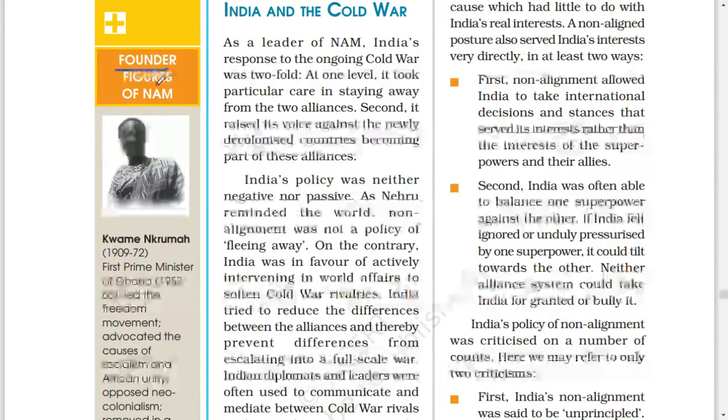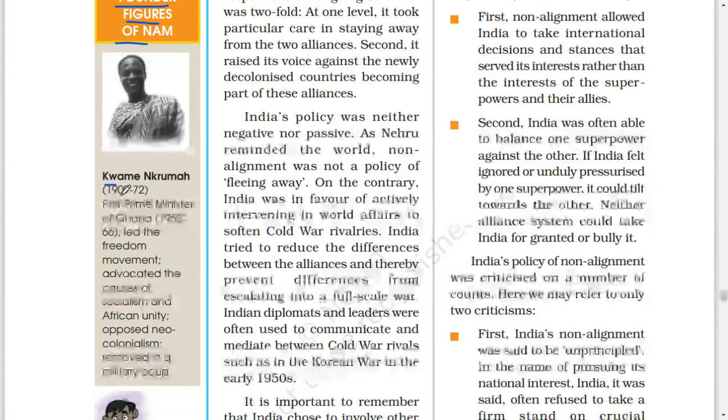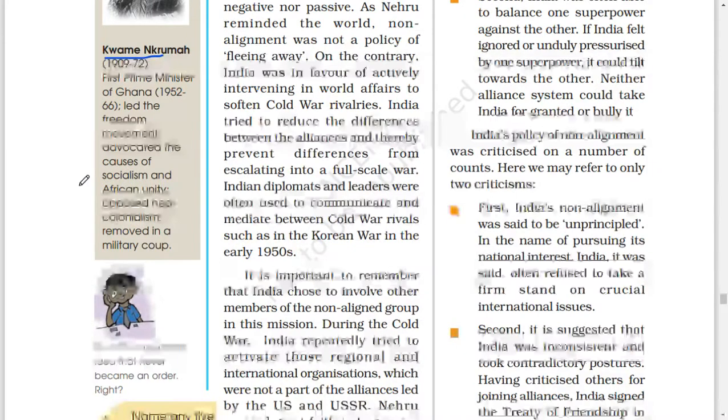Founder figures of NAM: Kwame Nkrumah (1909 to 72), first Prime Minister of Ghana from 1952 to 66, led the freedom movement, advocated the causes of socialism and African unity, opposed neo-colonialism, and was removed in a military coup.